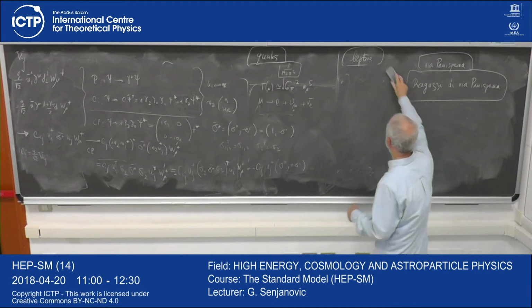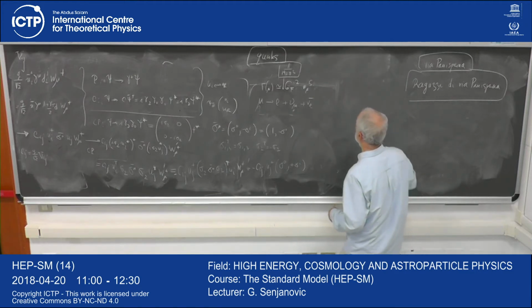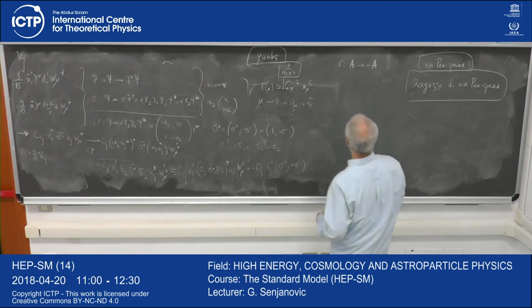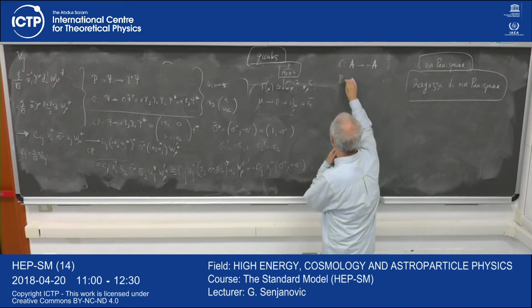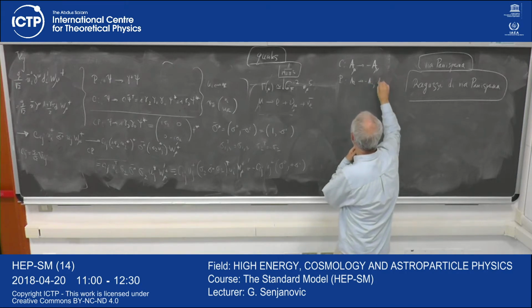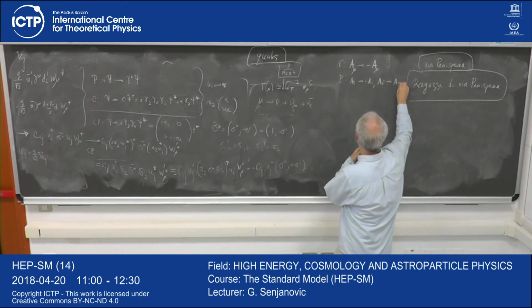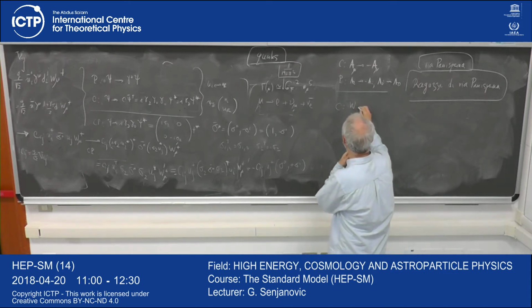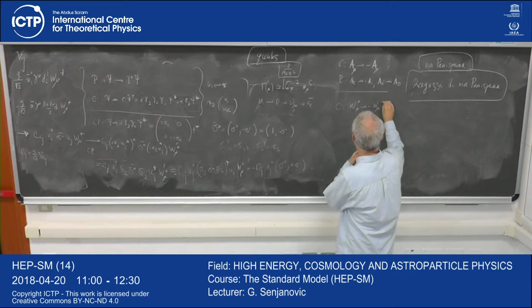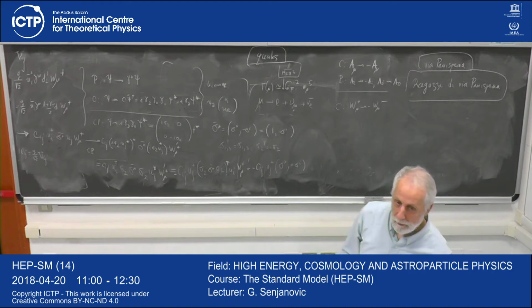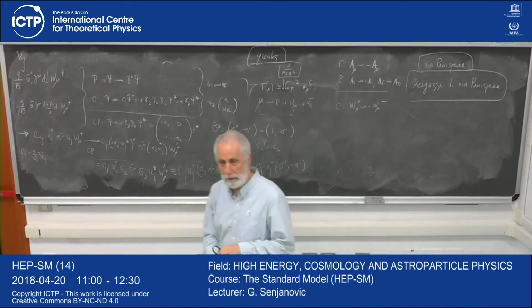How much do you remember about charge conjugation? How does the photon transform under charge conjugation? Minus. Very good. Under P, AI goes into minus AI, A0 goes into A0. So by sheer analogy, under charge conjugation, W plus mu goes into minus W mu minus. Particle goes into antiparticle, picks up the minus sign. The gauge boson picks up the minus sign from the current interaction, just like the photon. Okay.